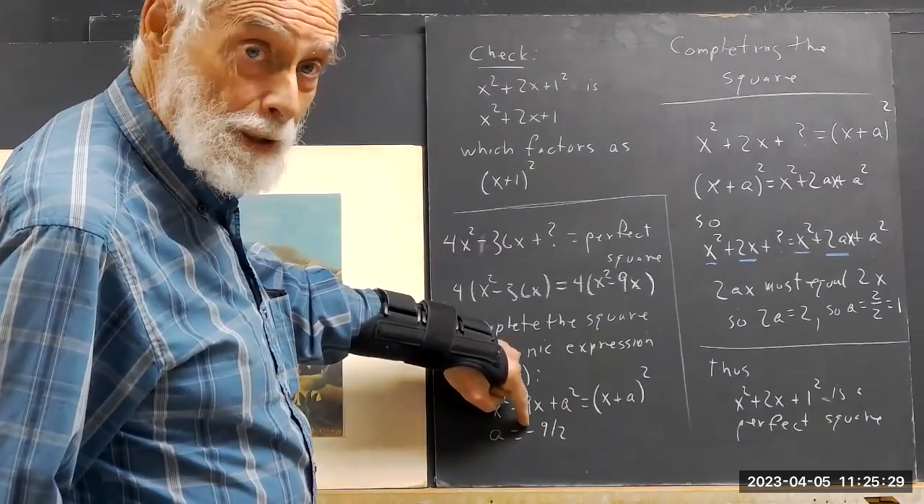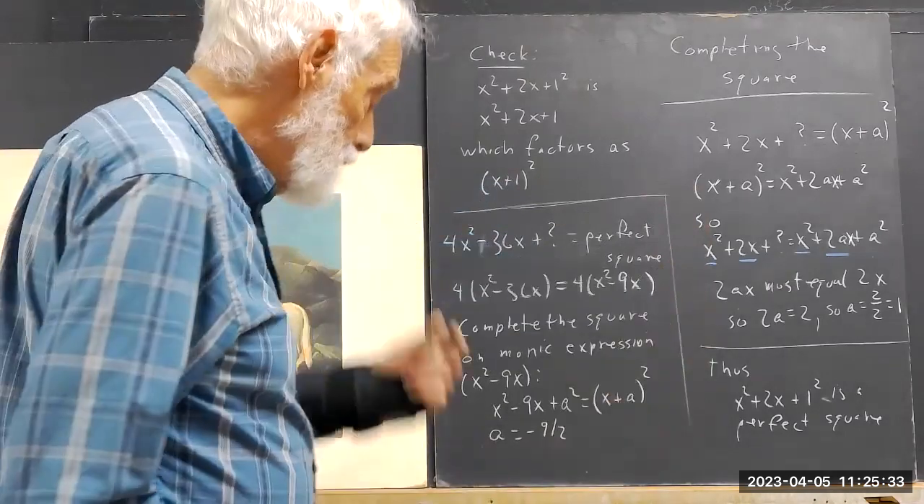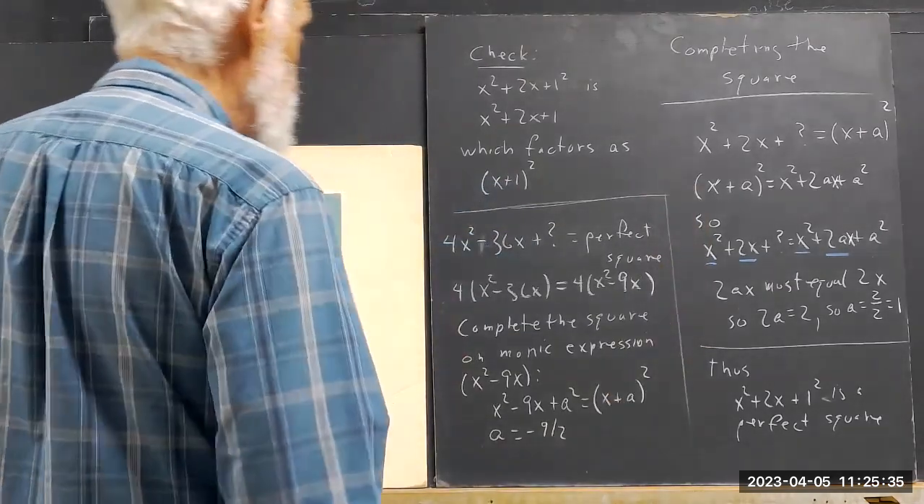You know that it's going to be -9 halves. You know this, you don't want it. It's not too hard to think about why. Okay.